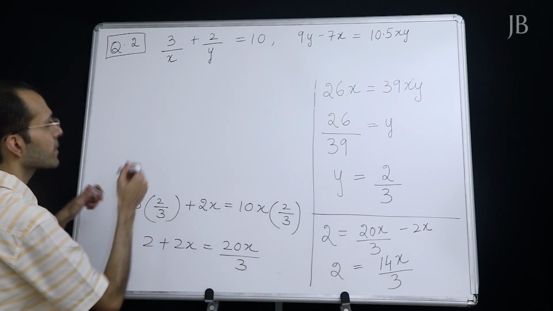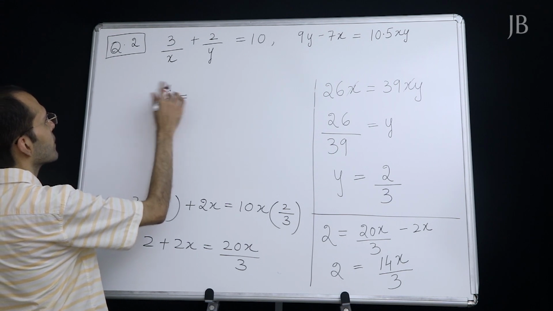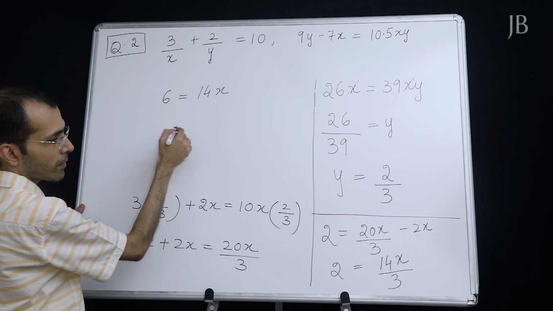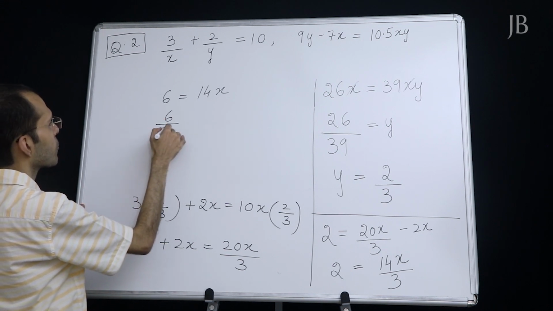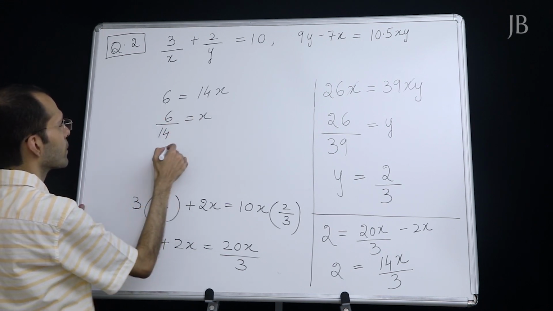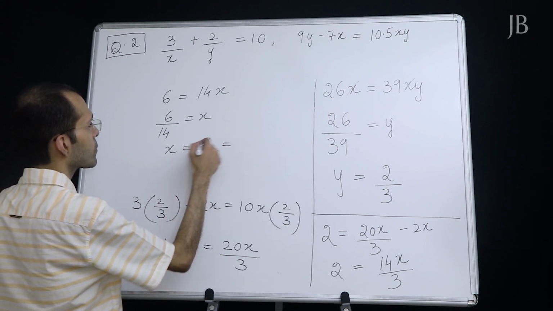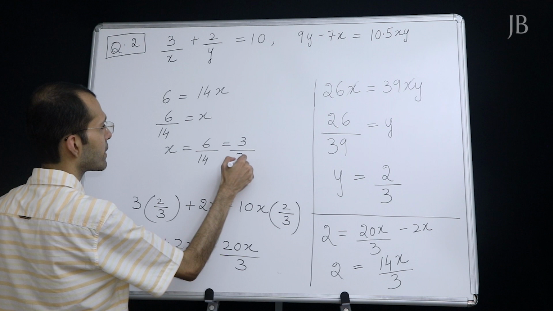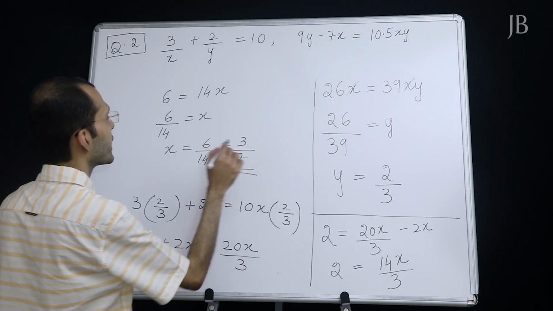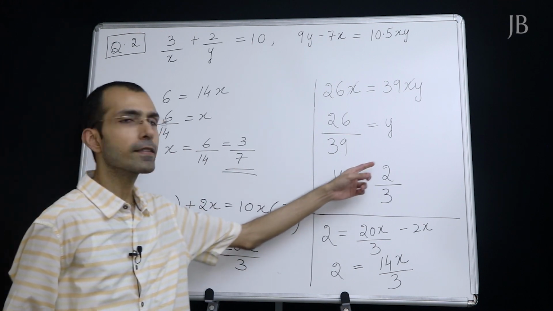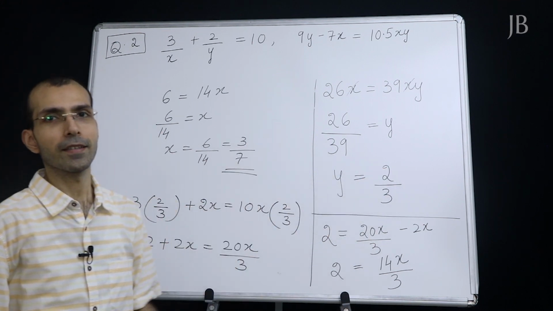Three into 2, 6. 6 is equaling 14x. So 6 upon 14 will be x, or x will be 6 upon 14. 2 3s are, 2 7s are. So x is 3 by 7 and y is 2 by 3.